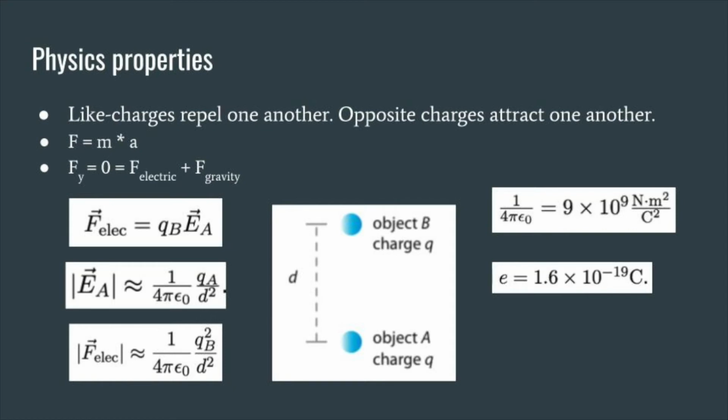D is the distance between the two tapes when placed on top of one another, which was measured to be 0.0281 meters. The magnitude of the gravitational force was set equal to the electric force, and Q was solved for.